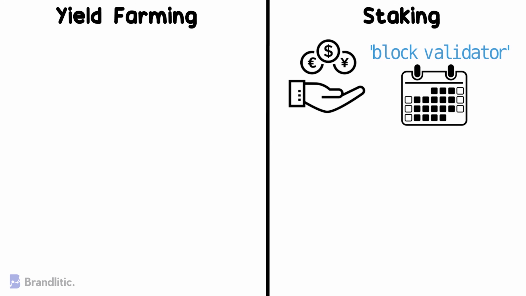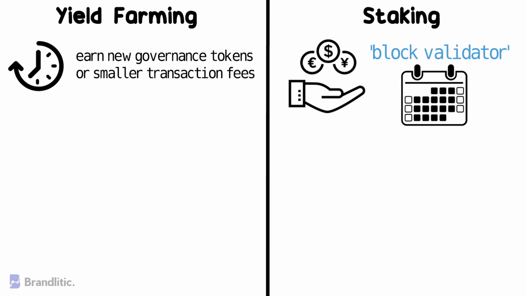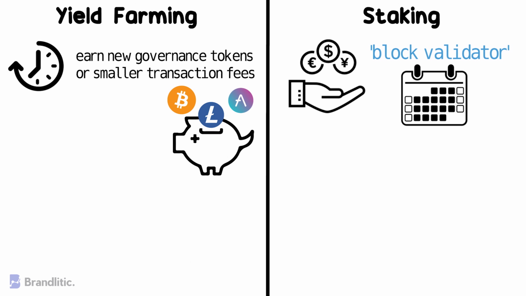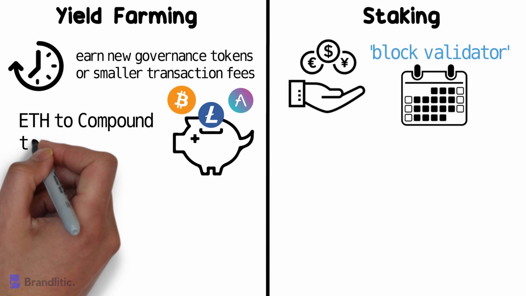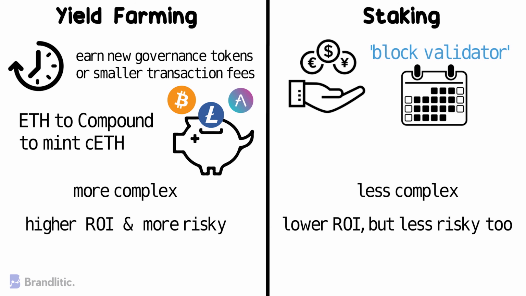In contrast, yield farmers move the digital assets more actively from time to time to earn new governance tokens or smaller transaction fees. Unlike staking, yield farmers can deposit multiple coins into liquidity pools across several protocols. For example, yield farmers can deposit Ether to Compound to mint cEther, or Compound Ether, and then consecutively deposit it into another protocol that mints third or fourth tokens. So you can say, compared to staking, yield farming is more complex and the chains can be hard to follow. And though yield farming has a higher return rate, it is also riskier.